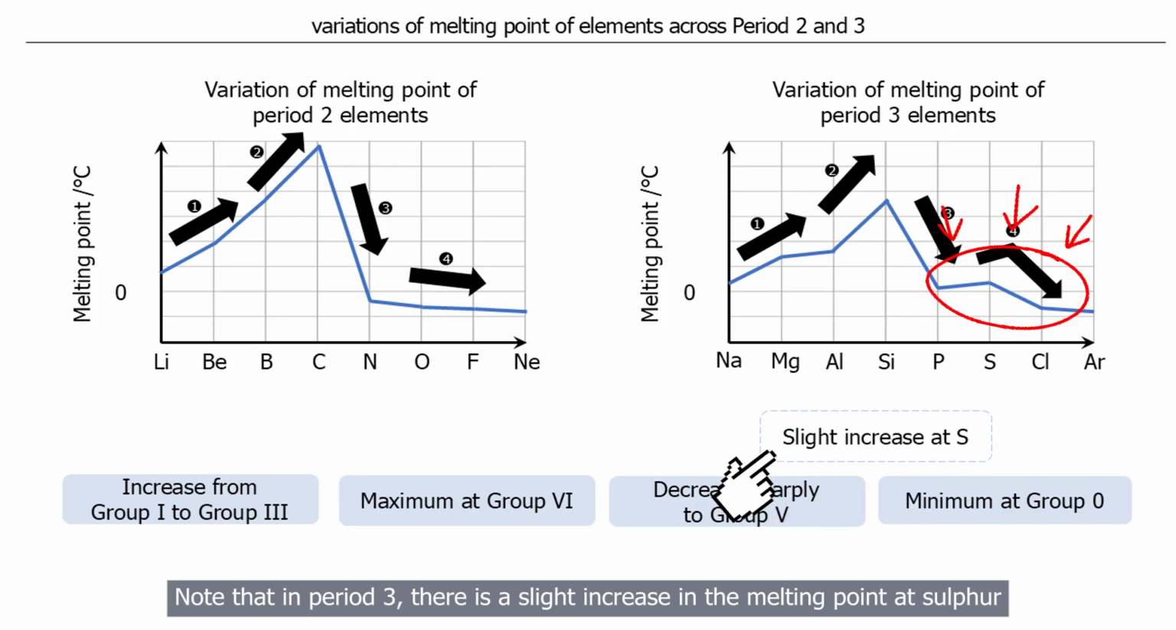Note that in period 3, there is a slight increase in the melting point at sulfur, for the melting point of non-metal elements from phosphorus to argon.